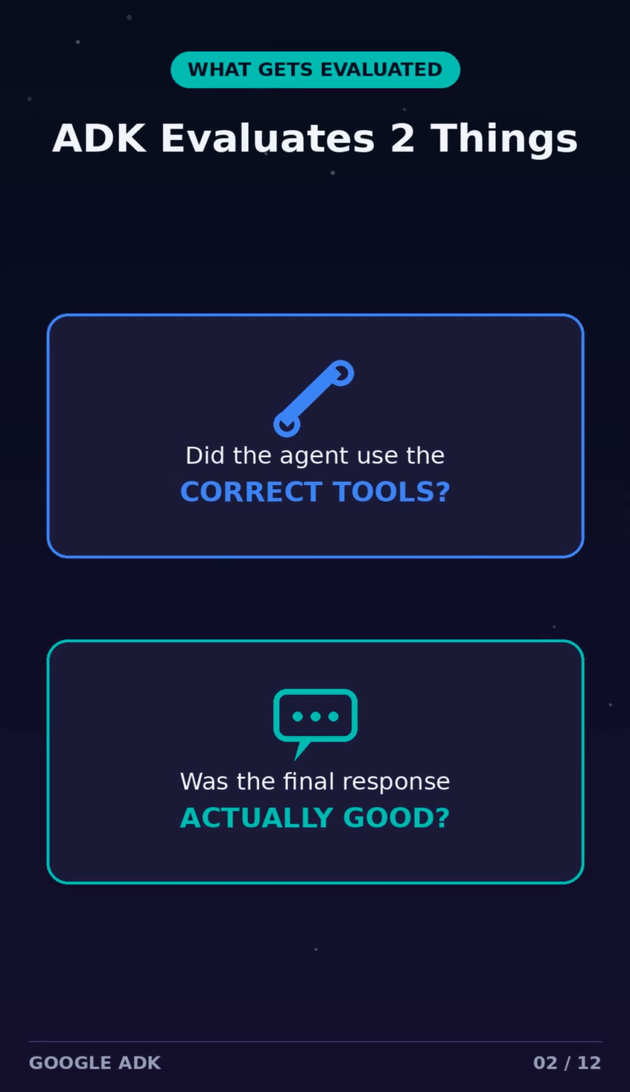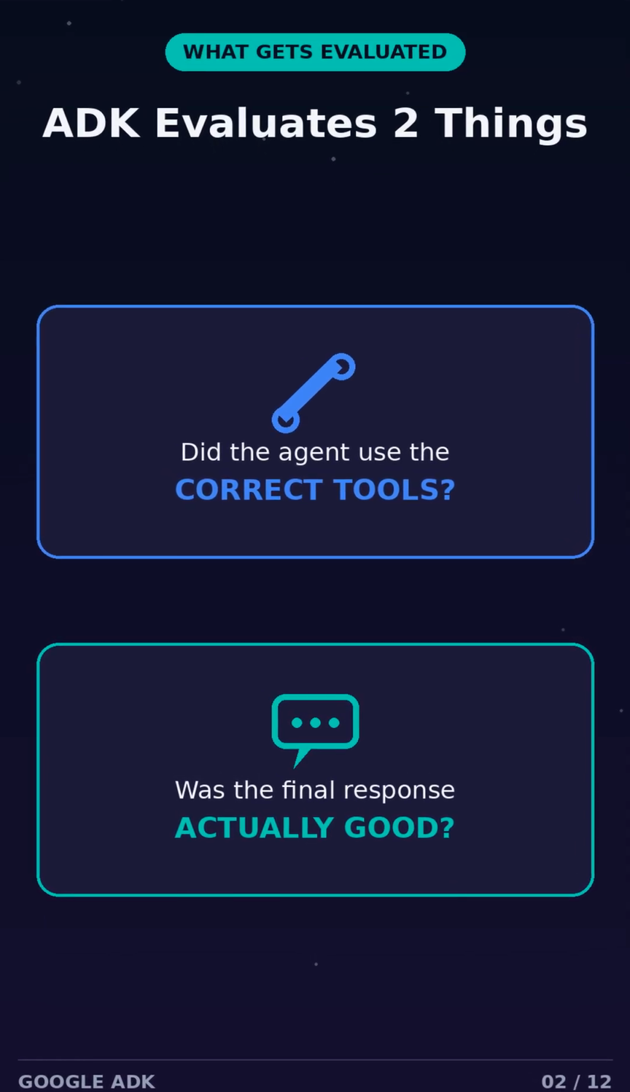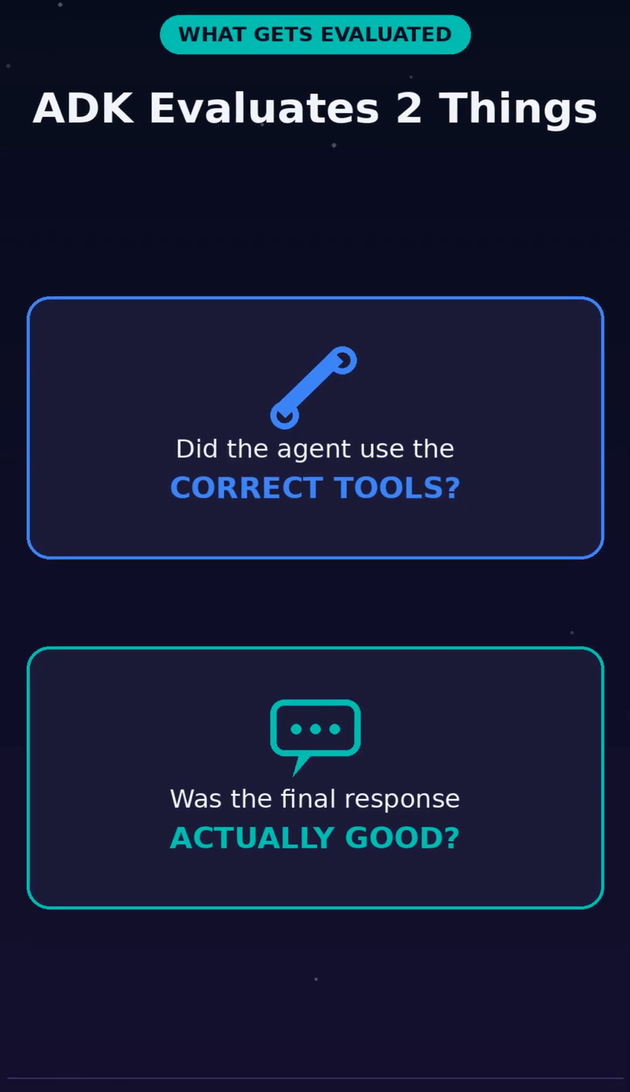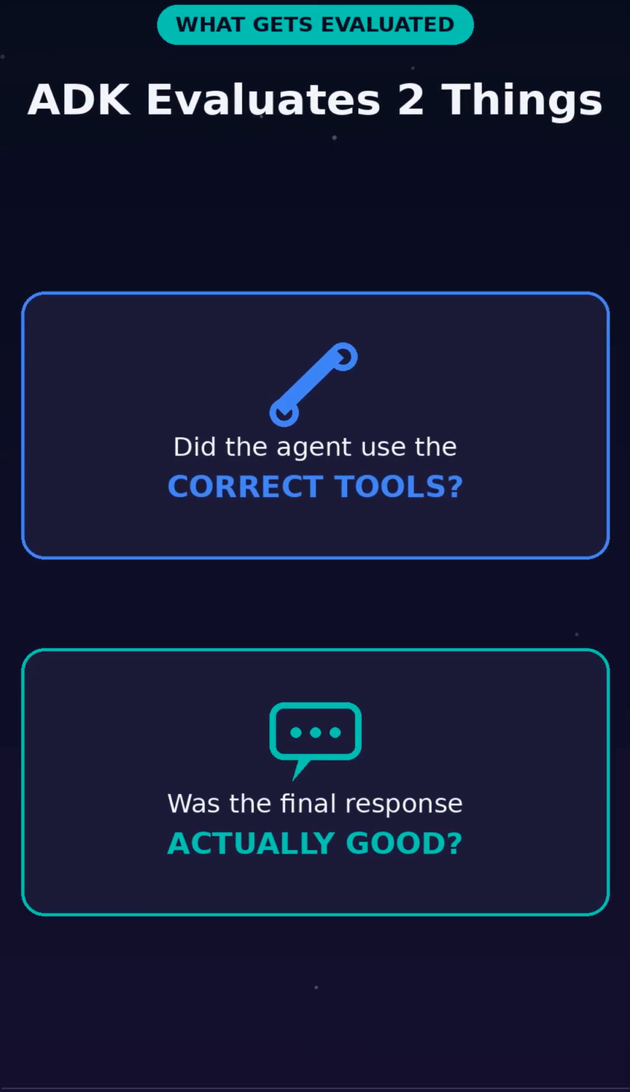Every ADK evaluation boils down to 2 core questions. First, did the agent use the correct tools, in the correct sequence, to solve the task? Second, was the final response actually good, accurate, relevant, and safe for the user to see? In this part, we'll break down the foundational metrics and the advanced LLM-as-a-Judge metrics ADK uses to answer both questions.